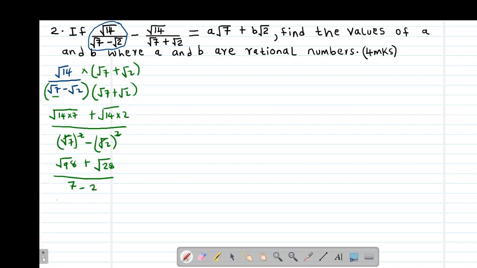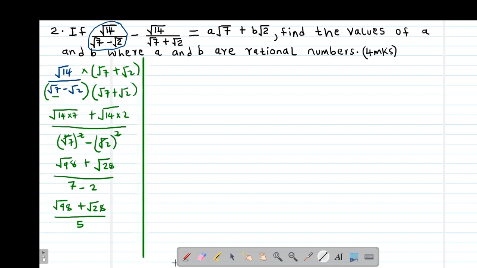So this one will give me root 98 plus root 28, then divided by 7 minus 2, I'm going to get positive 5, so divided by 5. So this is our first part. Then we are going to move to our second part so that we can also work it out.